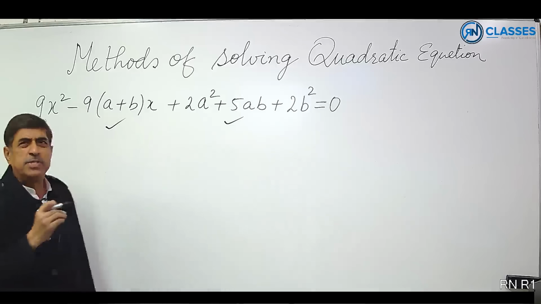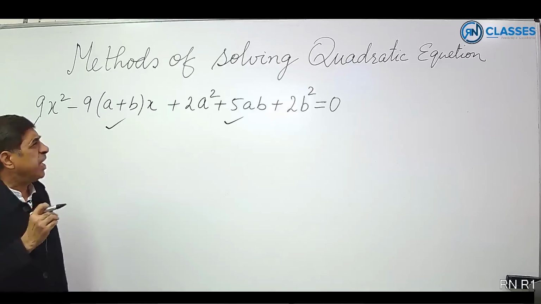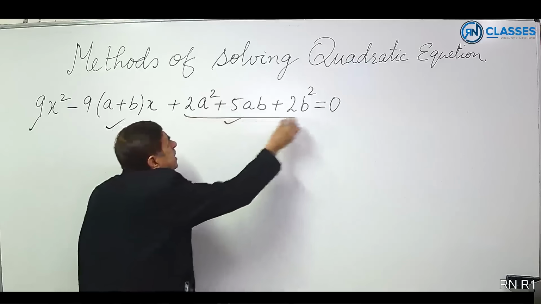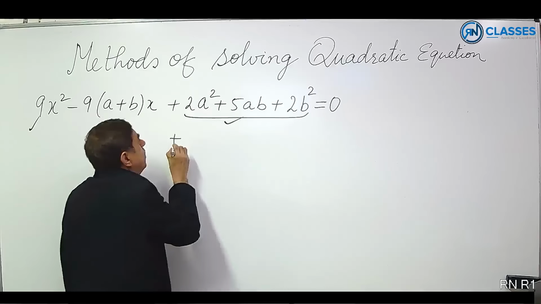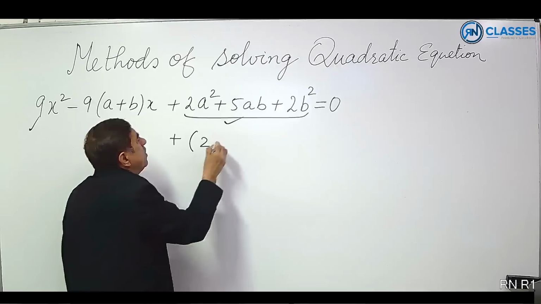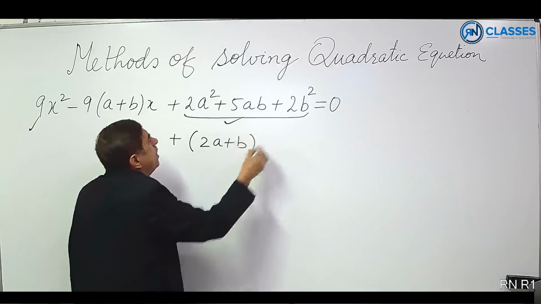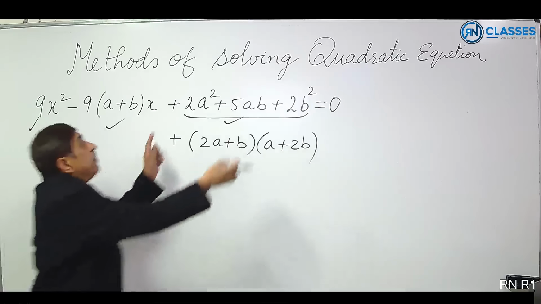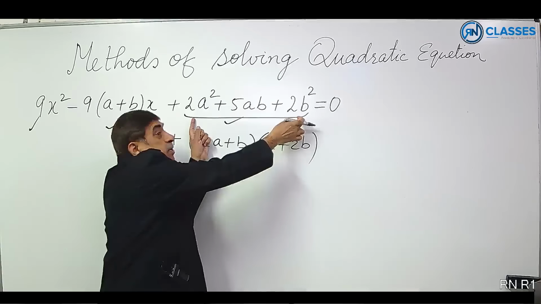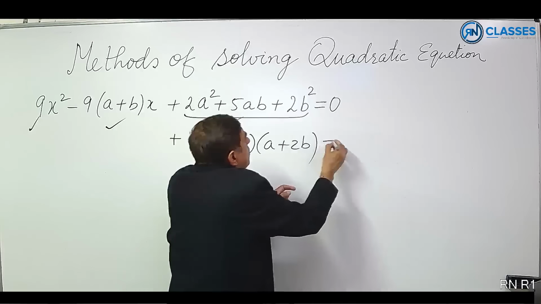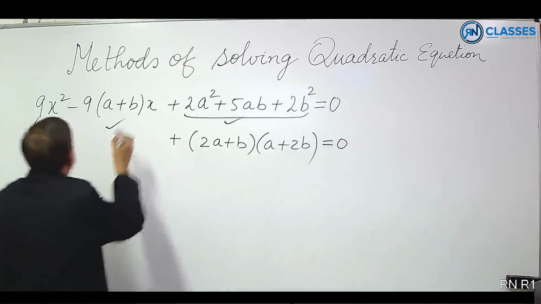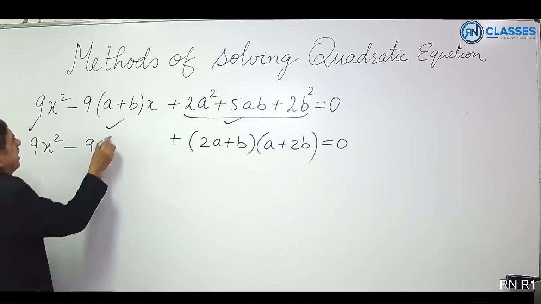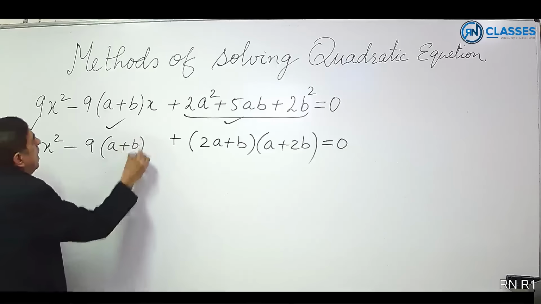This is quite complex. If you look at it carefully, I can easily factorize it. Can you factorize it? So first, frame the factors of it: 2a plus b into a plus 2b. I first of all factorize this part. Of course, this is equal to 0. And this as it is, 9x square minus 9 into a plus b into x.